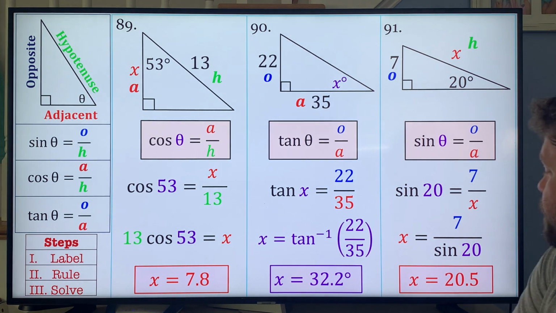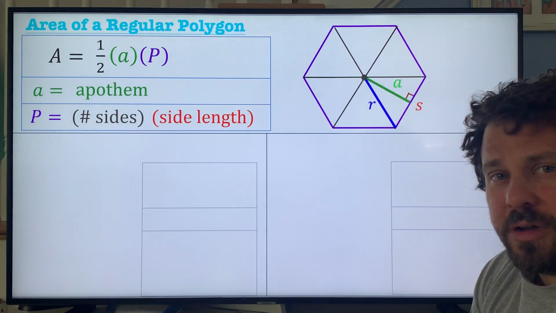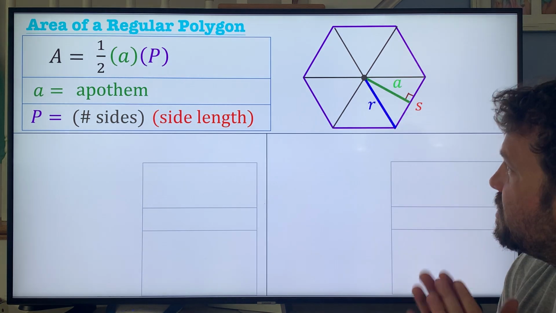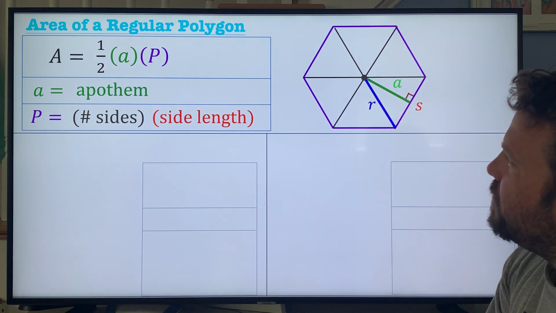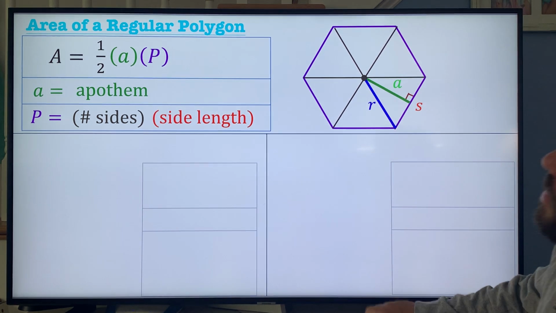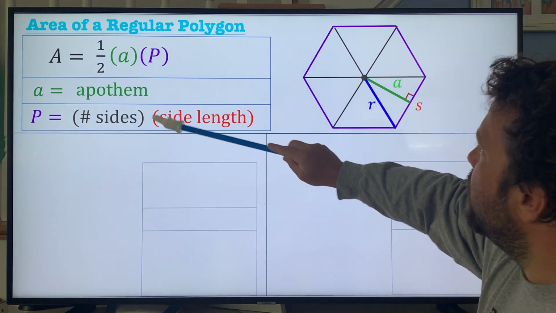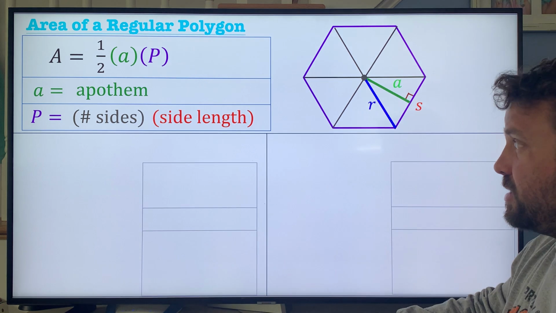Last part. Area of a regular polygon. How could we not do this? This is one of the best parts and one of the hardest ones. And they give you a little difficulty. Area of a regular polygon equals 1/2 a, which means apothem, little a, not big A, times P, which stands for perimeter, which is however many sides you have times the side length. Since it's a regular polygon, all the sides are the same.